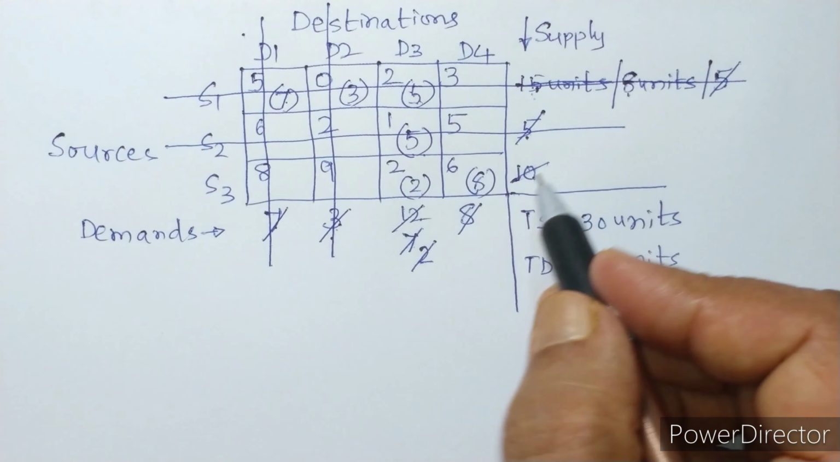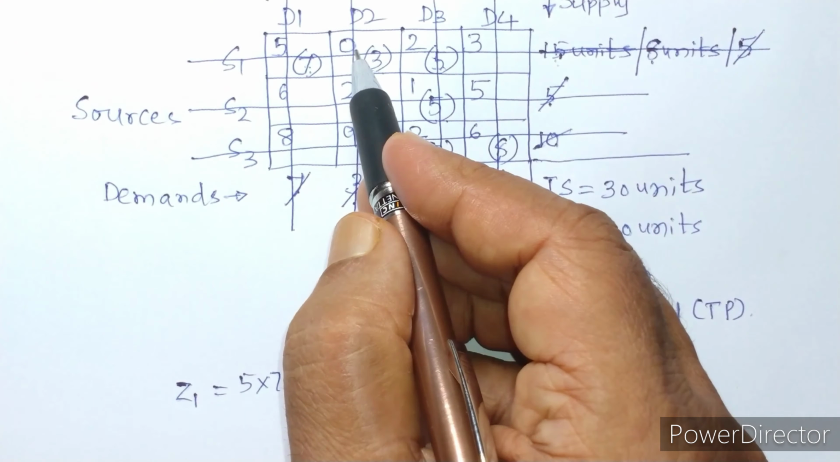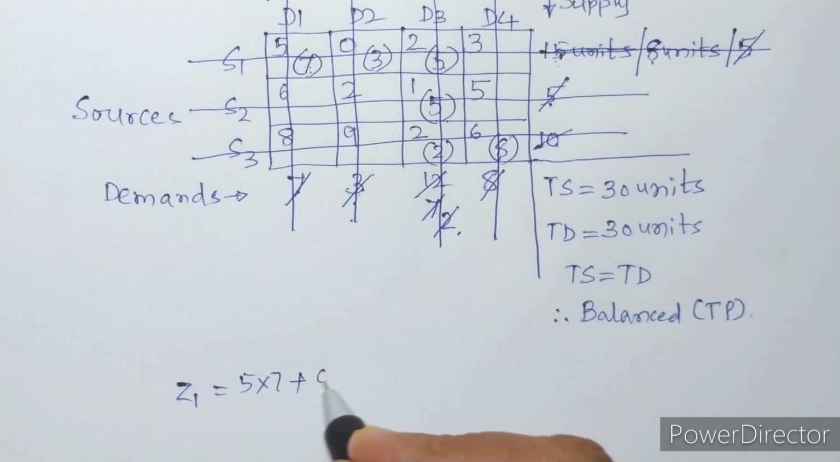To calculate Z1, what we have to do is take the product sum of unit transportation cost and supplied units. So first cell, it is 5 into 7 plus second cell we have allocated 3 units, 0 into 3. And third cell we have allocated 5 units and 2 into 5 plus next is 1 into 5. You take the product sum. This is called taking the product sum of the unit transportation costs and supplied units.